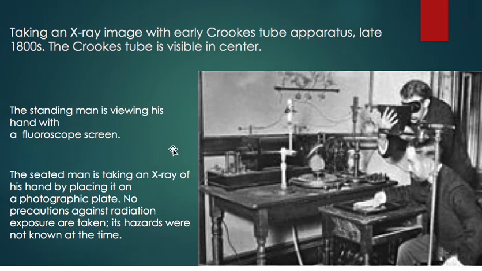So these are some older images again that show you how close these individuals were to the radiation. The early Crookes tube from the late 1800s is in here. Sorry, this image is really hard to see, but that's what they used to generate the x-rays. The standing gentleman is using a fluoroscope, which is what I was talking about earlier, where they look into the machine to see live x-rays. So he's x-raying his hand right now with this.